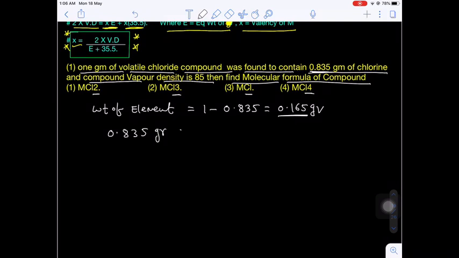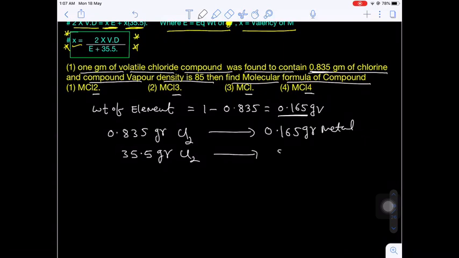0.835 grams of chlorine will combine with 0.165 grams of what? Metal, the element. Now, as per standard condition, 35.5 grams of chlorine will combine with how many grams of the element or metal? Obviously, that will be called the equivalent weight of the metal or element, which is 7.01. So I am taking approximately the value as 7.